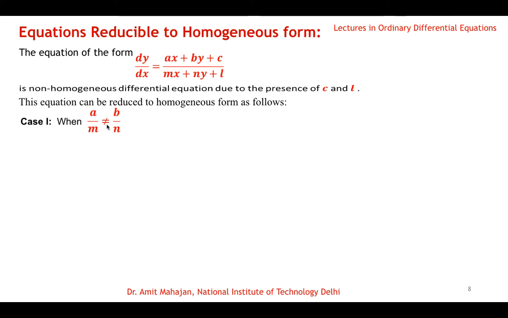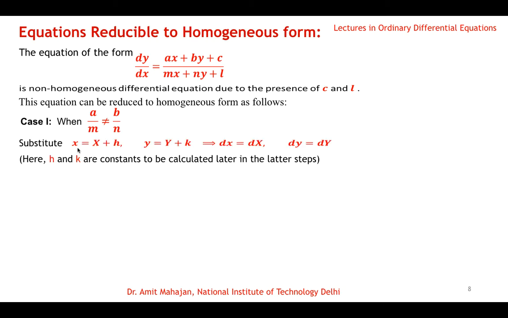If a by m is not equal to b by n, then in that case we will use the substitution x as capital X plus h, y as capital Y plus k, and so dx will be dX, since h is some number and its derivative is 0, and dy is dY. Here h and k are constants and they will be calculated during the process.